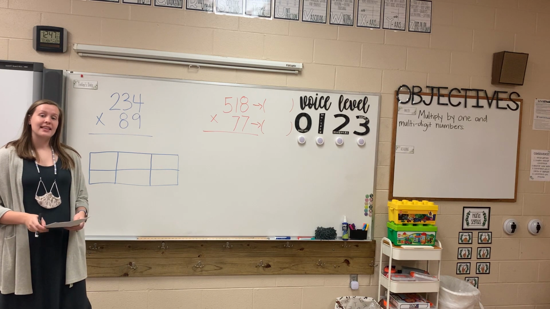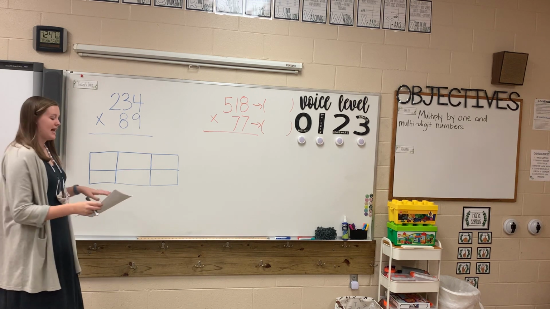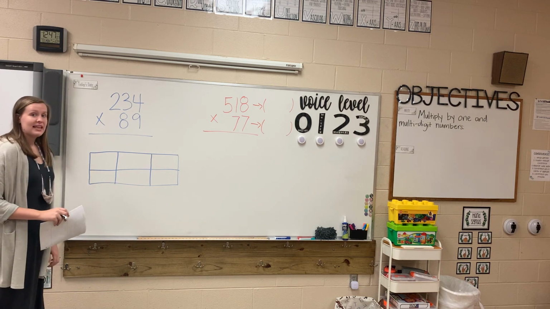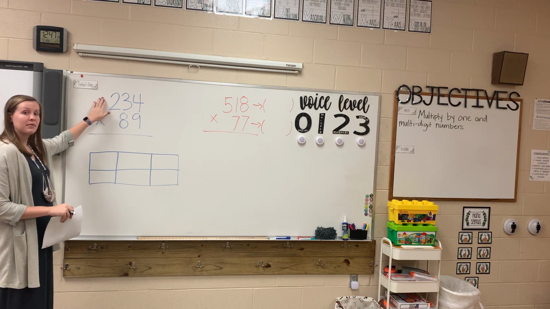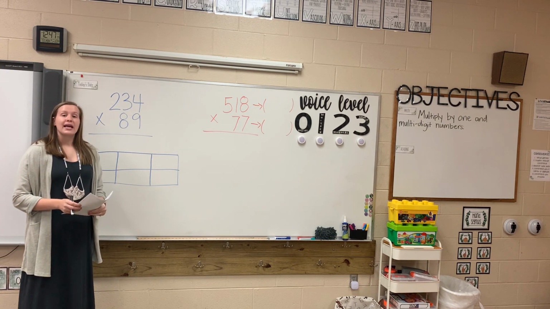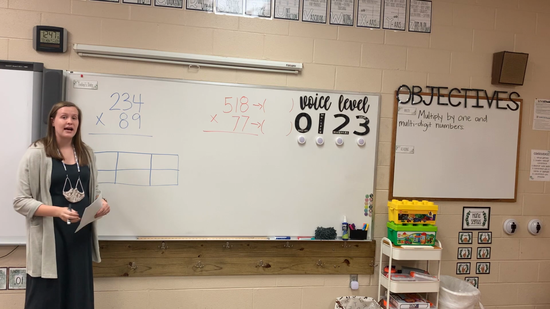The first way that we are going to multiply in this video is by using the area model. And how we're going to start with that is we're going to look at our top number. We have 234. We're going to break that apart in terms of place value.